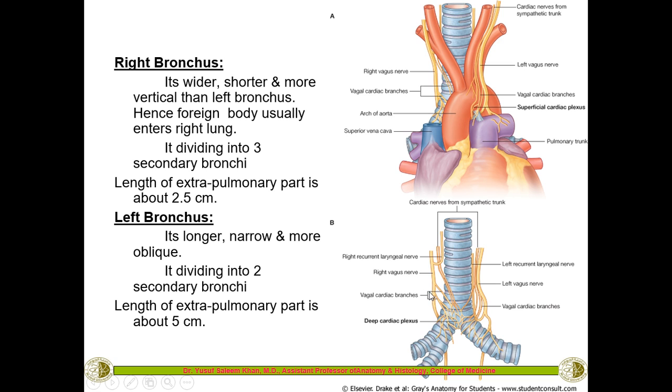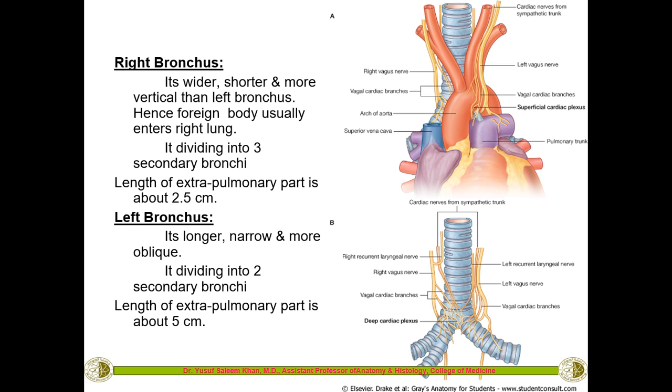The left bronchus is much longer, narrower, and more oblique. The right is more vertical and this is more oblique. So the chances of foreign bodies are much lesser compared to the right bronchus. It divides into two secondary bronchi, because secondary bronchi are also called lobar bronchi, and there are only two lobes on the left side. The extrapulmonary part is much longer, almost 5 centimeters. Here it is 2.5 centimeters, but this is 5 centimeters. So these are some of the differences between the right and the left bronchus.